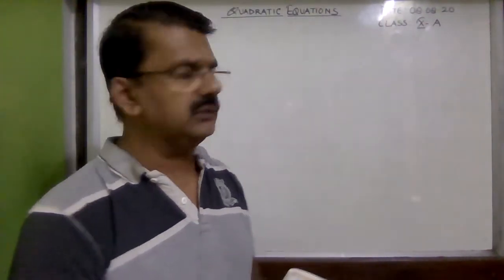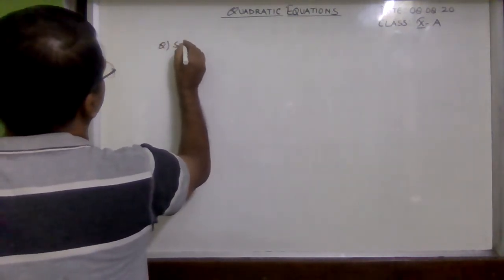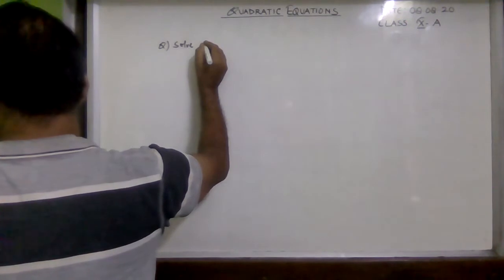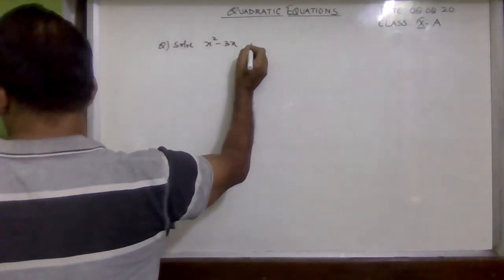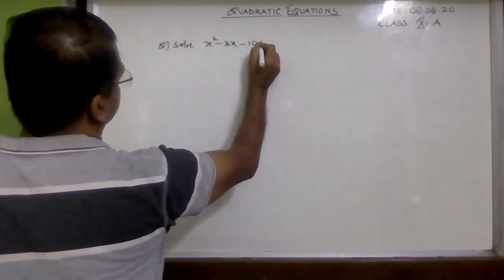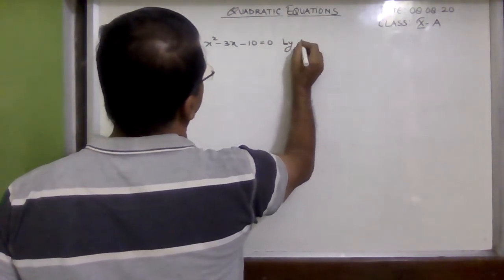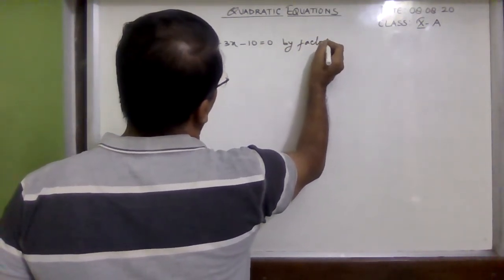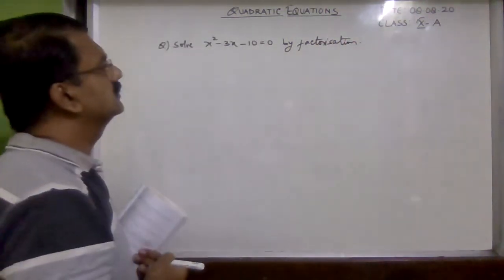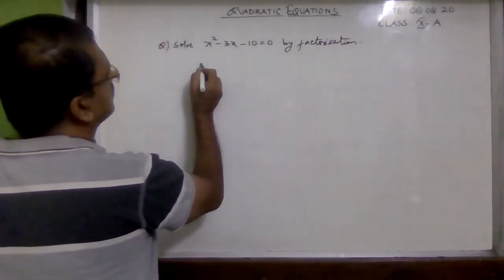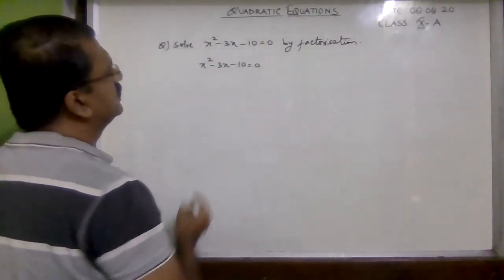Okay, now the first question of the day: solve x square minus 3x minus 10 is equal to 0 by factorization. Now the equation is x square minus 3x minus 10 is equal to 0.